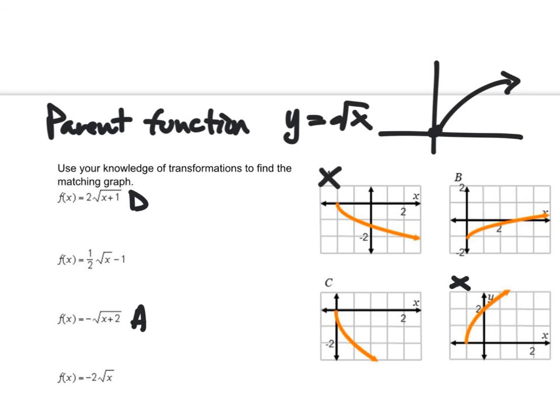The next one is 1/2 square root of x minus 1. We took this minus 1 as a shift down 1 unit, because that's not under the square root. So if we start at this point here, we move down 1 unit, and that's what happened here. And then we have a 1/2, so it got kind of skinny. So this is graph B. By the process of elimination, this is graph C.